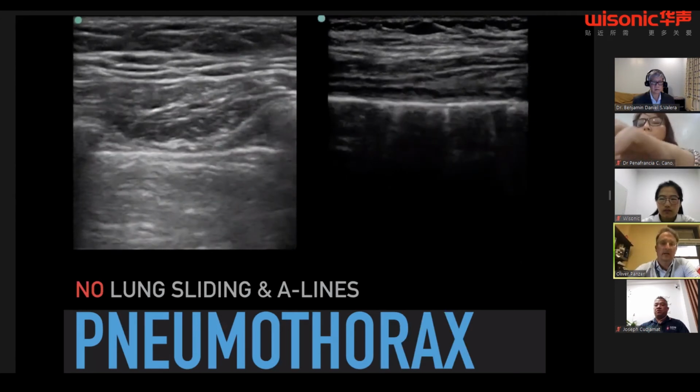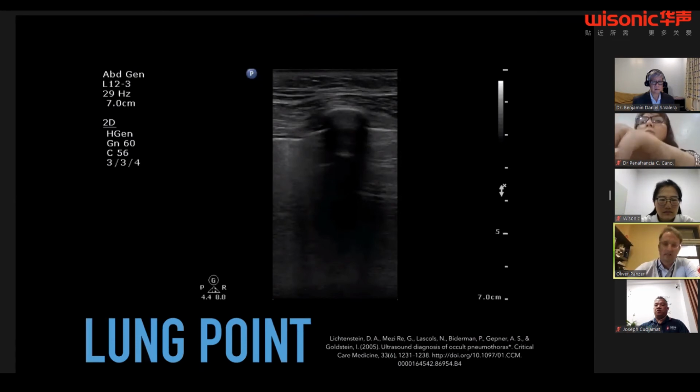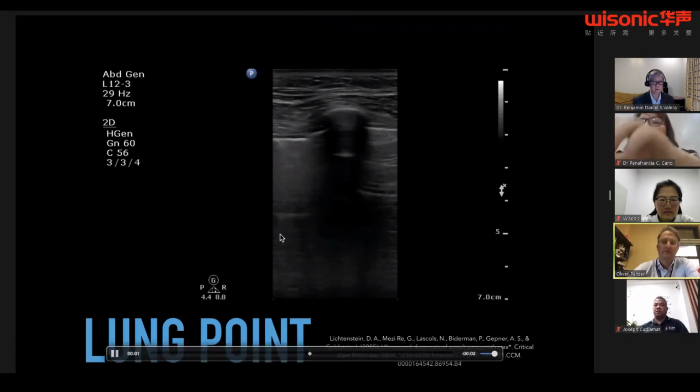This is just to highlight again how to diagnose a pneumothorax, but Penn mentioned a lot about it, so I'm just going to skip over this. This is a lung point for a partial pneumothorax. We've seen that a lot. Most of our pneumothoraces in these patients have been partial pneumothoraces. And I just want to highlight this, because I think the picture shows it very well.